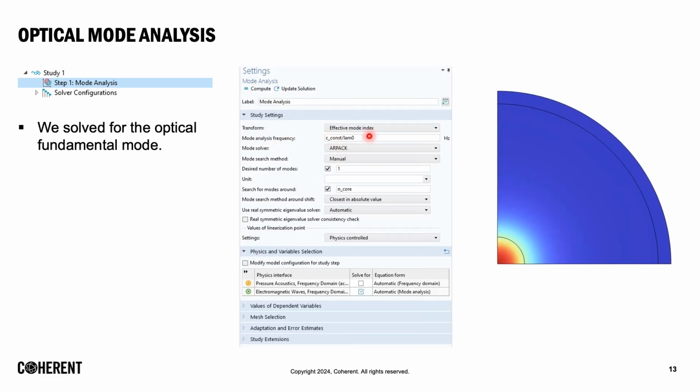with this frequency, which is the velocity of the light over the wavelength, pump wavelength. And I'm searching in the modes around the refractive index of the core. Here I found it. I found my optical fundamental mode. This mode will be taken into account when we do the overlap integrals with the acoustic modes.